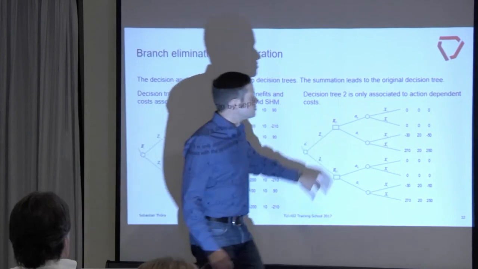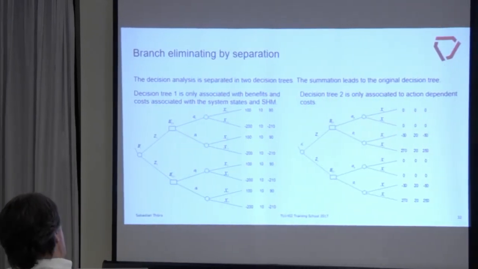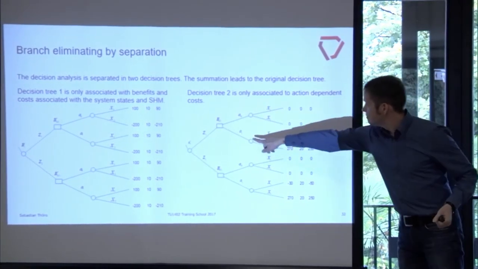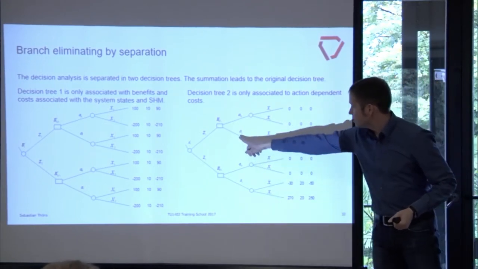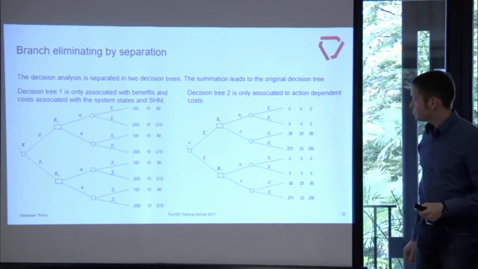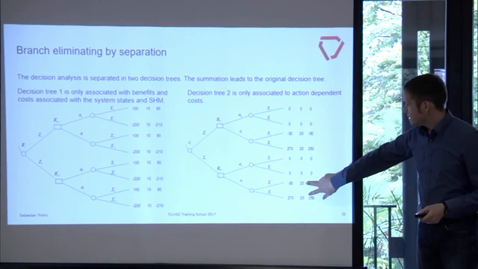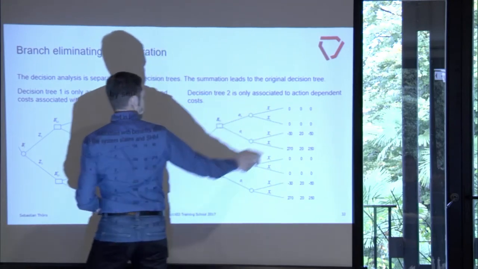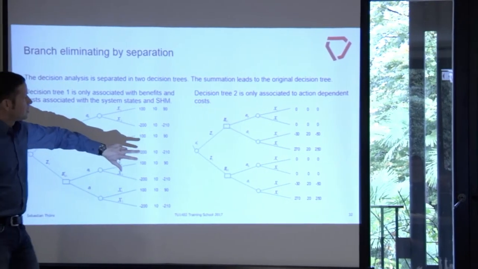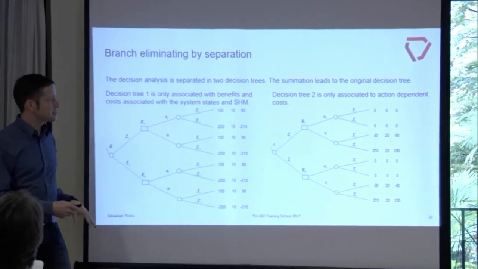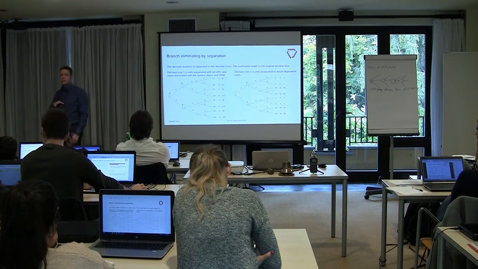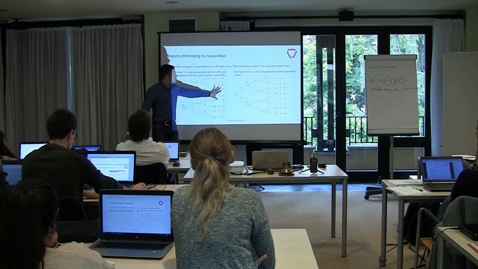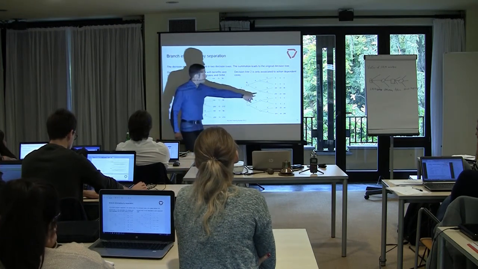And here we have a decision tree two, and here we have only the action-dependent costs. We have the action here and these actions in here. And then there's also costs, and the summation of these two must give the decision tree we had previously, and also the consequences here on the right side of the decision tree. So that's why there's here some numbers.